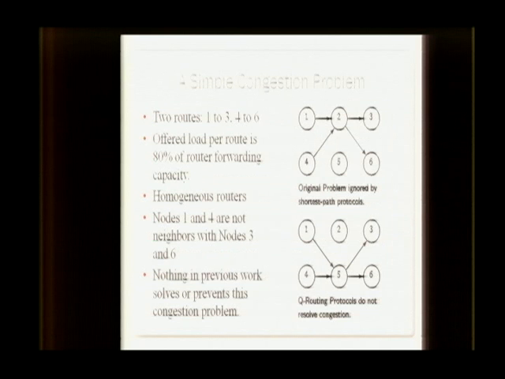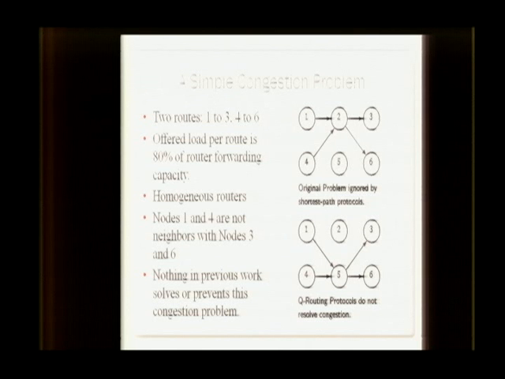I wanted to illustrate this with a simple congestion problem. We've got a tiny little network here, 6 nodes. The 2 nodes on the left here, 1 and 4, want to communicate with nodes 3 and 6. They can't do it directly. They have to go through the intermediate nodes 2 and 5. We have a high offered load situation where the offered load is 80% of the router forwarding capacity. So on the routes that you see here, node number 2 cannot handle all of the traffic without losing some packets.